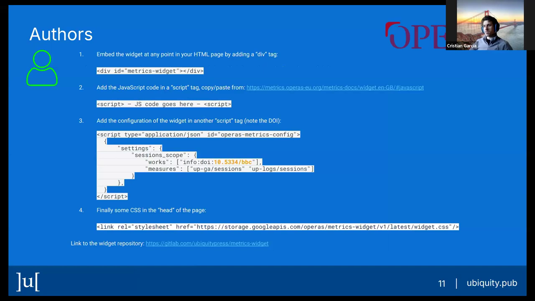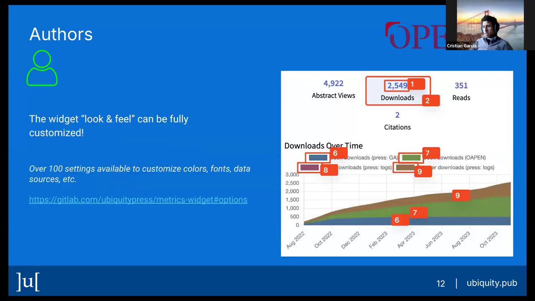This is how you install it. It's a very simple way, holding only one DOI anyway, which is just simple HTML and JavaScript, and we've got the link to the repository as well. So these are different parts of the widget, and you can customize it. It has multiple options and settings. It's not just displaying information as it is. You can find them in the documentation. Well, that will be the repository.